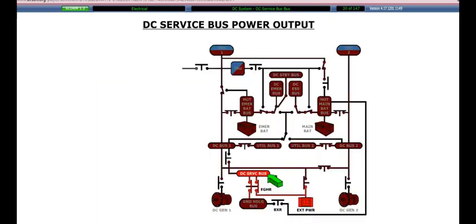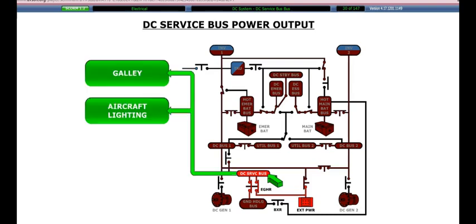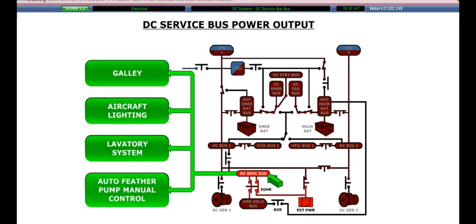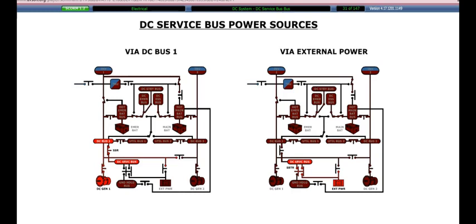The DC service bus applies power to the galleys, lights, the lavatory system, and the auto feather pump manual control. This last feature is used to perform tests when the aircraft is on the ground. The DC service bus is powered either by DC bus 1 or external power.